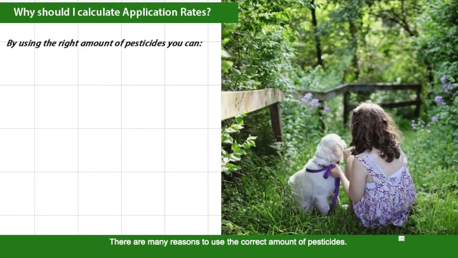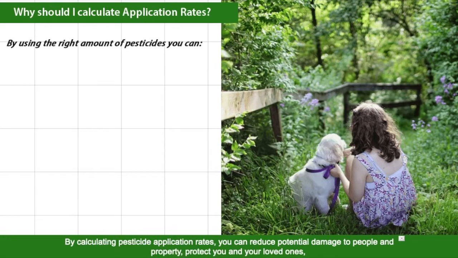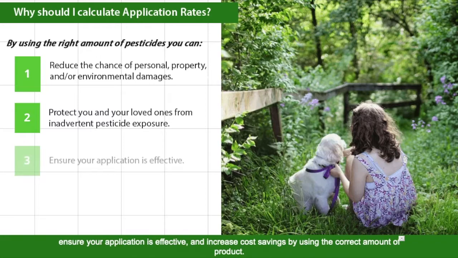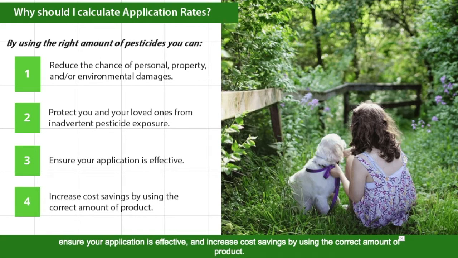There are many reasons to use the correct amount of pesticides. By calculating pesticide application rates, you can reduce potential damage to people and property, protect you and your loved ones, ensure your application is effective, and increase cost savings by using the correct amount of product.